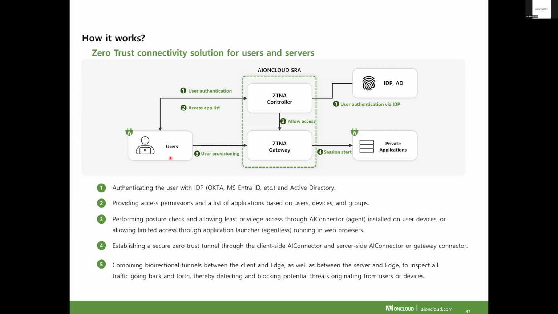After performing a posture check and allowing least privilege access through the AI connector installed on the user devices, allowing limited access through application launcher, agentless running in the web browsers, the ZTNA gateway will then establish a secure connection between the user and the private application. And this information can flow bidirectionally from the user to the private application or vice versa.